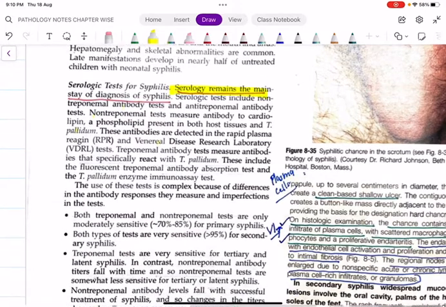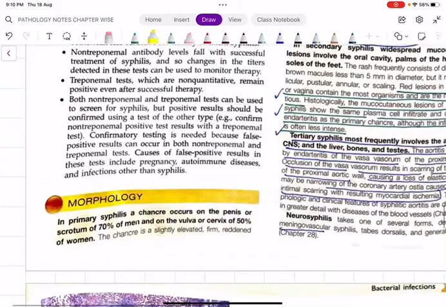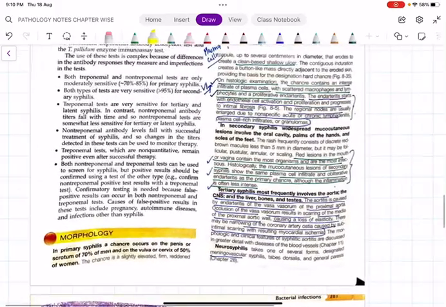Serology is the mainstay of diagnosis. We have Treponema pallidum specific and non-specific tests. We have a lot of tests: Treponema pallidum hemagglutination assay, fluorescent treponemal antibody absorption assay, FTA-ABS. A lot of serologies are there. You can learn all those from microbiology. Coming to morphology, this is the point that we have to focus on.